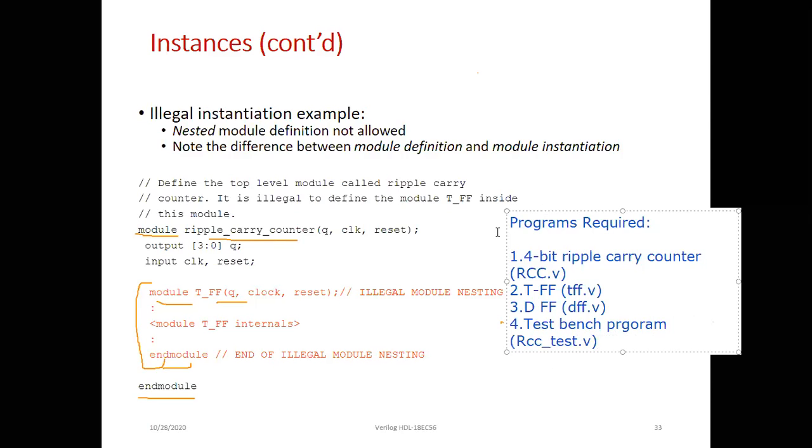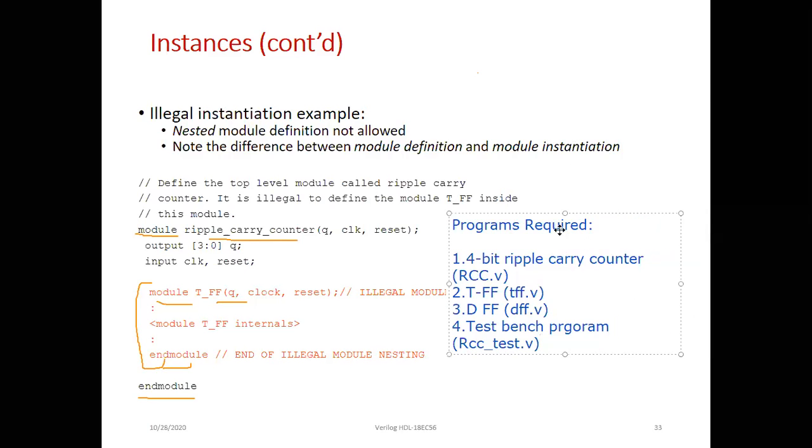If you want to run and test this 4-bit ripple carry counter program, you must have these many files. 4 files you should have, then only you will get the output. The fourth is for the test bench actually. So these 3 are a must. Even if any one is missing, your ripple carry counter will not run, or it won't give proper output. Is it clear? I hope you understood this.